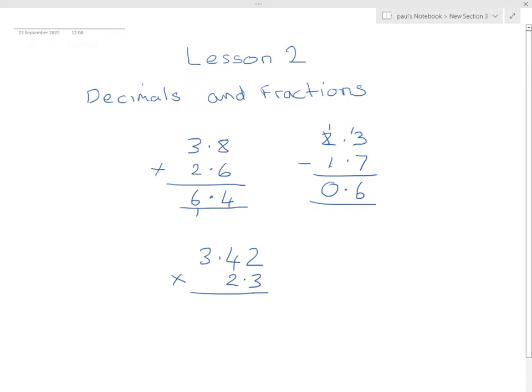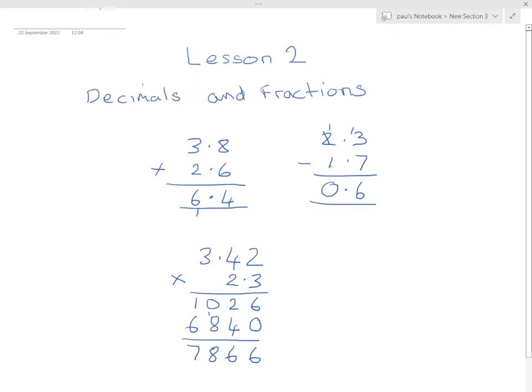So 3 times 2 is 6, 3 times 4 is 12, 3 times 3 is 9, and the 1 is 10. And then we're going to multiply by the 2, so we need a place marker so that the first answer comes directly below the 2. So 2 2s are 4, 2 4s are 8, and 2 3s are 6, and add the 2 together, 6, 6, 8, 7.